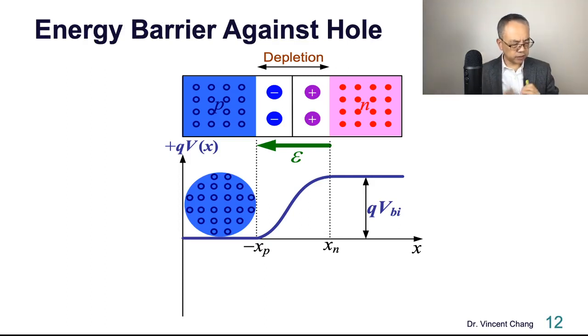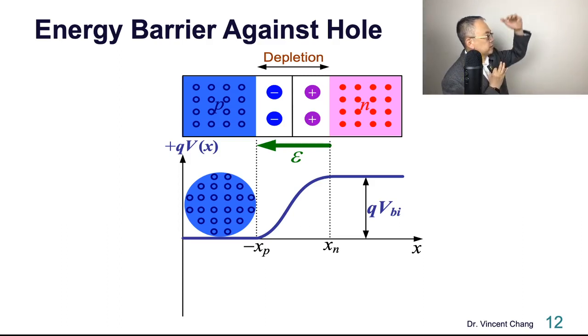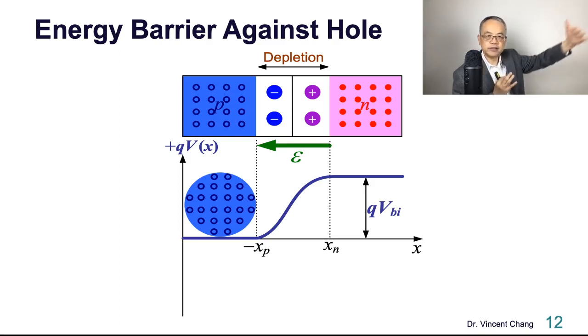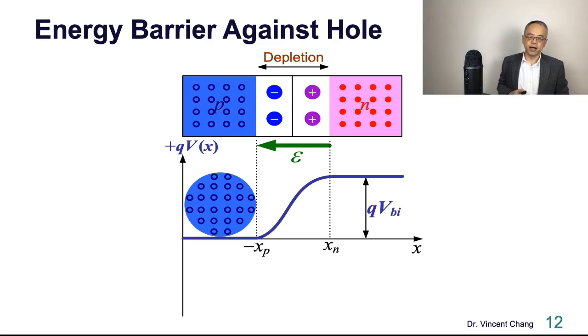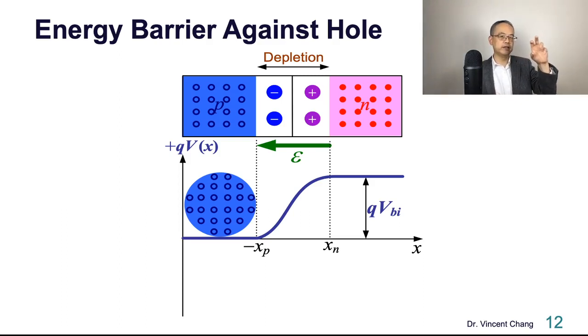On the left-hand side is the P-type semiconductor. Abundant holes are present, a lot of holes on the left-hand side, but they live in the valley. So when they look toward the right, they see a mountain. They see an energy barrier. They got blocked by the energy barrier. So this is the energy barrier against the hole. And what's the height of the energy barrier? The built-in potential V_BI times the fundamental electron charge.